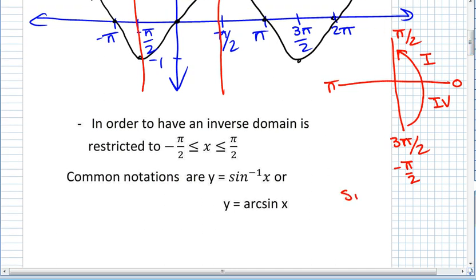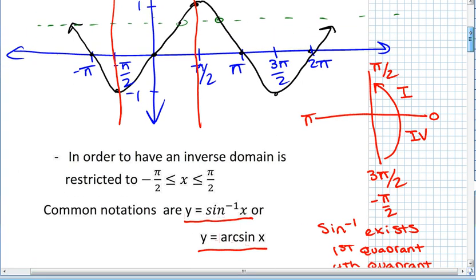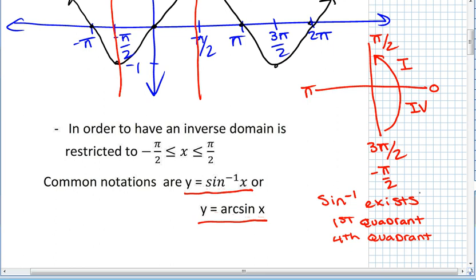All right, so basically the sine inverse, and these are some common notations for inverse. We either say sine inverse of x or arc sine, but it basically means the same thing. The sine inverse exists in the first quadrant and the fourth quadrant. And there's a reason why it only exists in two quadrants. And notice there's a difference between if the sine is in the first quadrant and in the fourth quadrant. Think about it. If the sine's in the first quadrant, you know that it's positive. If the sine's in the fourth quadrant, you know it's negative. So that's how you know where the sine inverse is: if the value you're looking at is positive, then it's in the first quadrant. If it's negative, it'll be in the fourth quadrant.